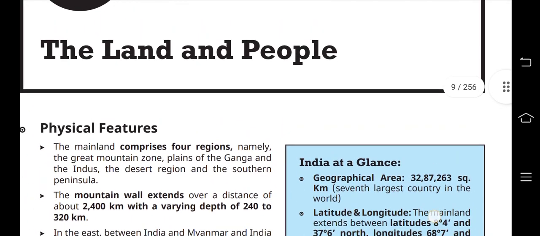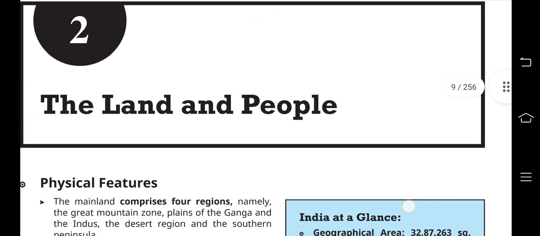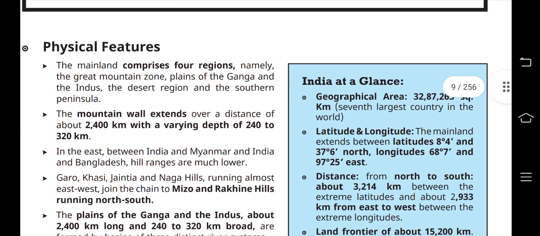Today we are going to discuss India Yearbook 2022 written by GSSCO, in which we are going to discuss the land and people, chapter number 2, Physical features. The mainland comprises 4 regions, namely the Great Mountain Zone, plains of the Ganges and the Indus, desert region and the southern peninsula.